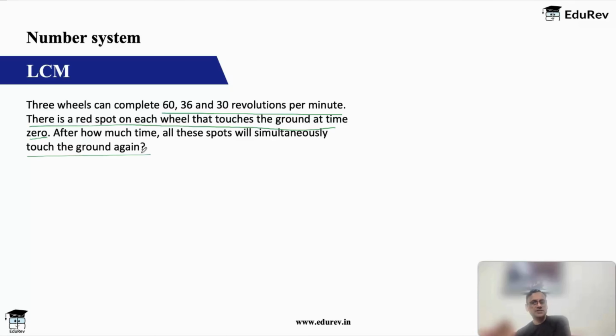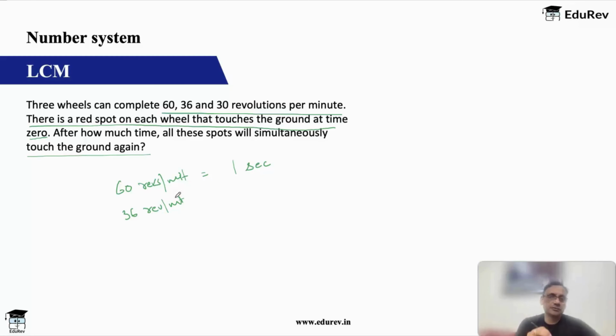So it completes 60 revolutions in, let's look at the first one, 60 revolutions per minute. That means each revolution takes 1 second. Okay, 1 second. Second one does 36 revolutions in a minute. Okay, so how many seconds does it take per revolution?